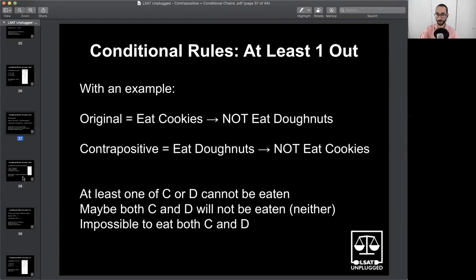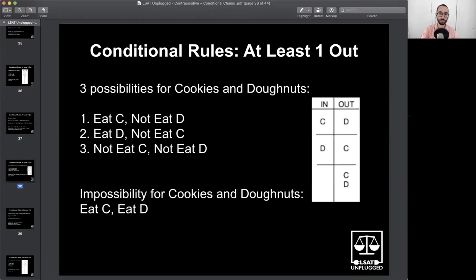I'll go back to that for one more second in case anybody's writing it down, but again, you have the slides. Now, 3 possibilities specifically with this: C in, D out, D in, C out, maybe both of them are out. So this is exactly the same as the XY slide from before, just with this particular example.